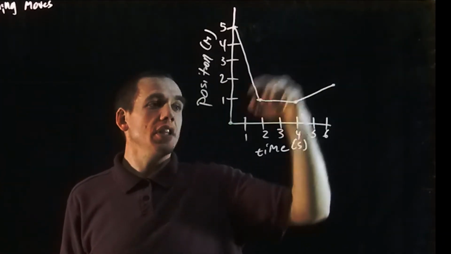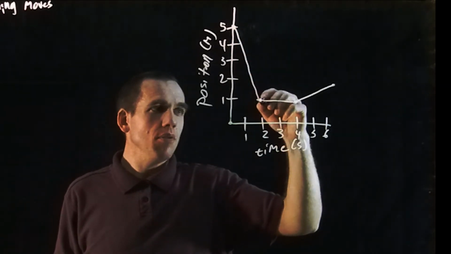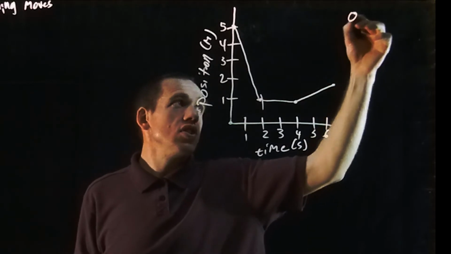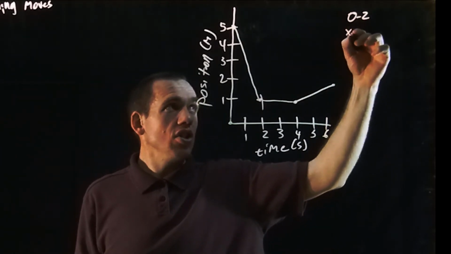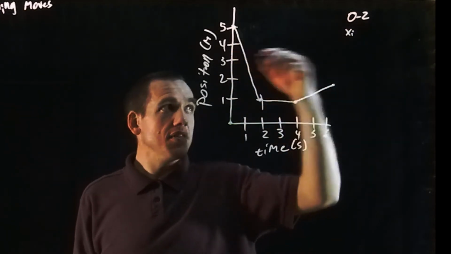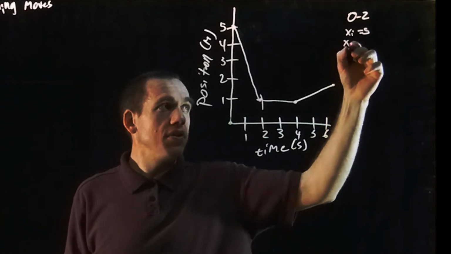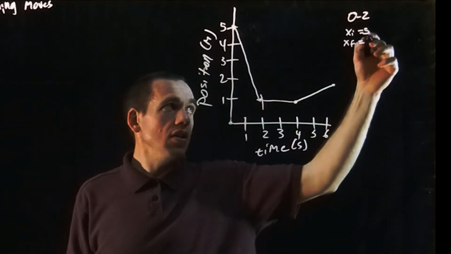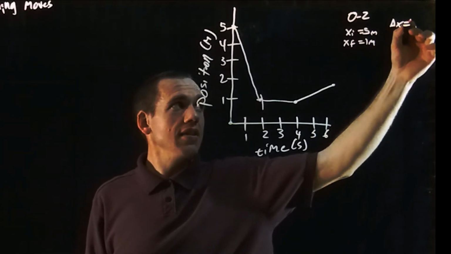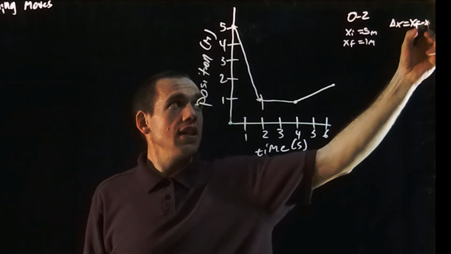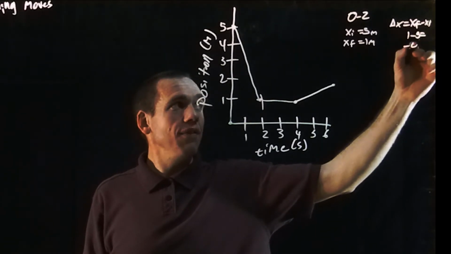Our first time interval is from when we have a change in motion, from the beginning when we have a change in motion, which is there, right? So 0 to 2 seconds is our first time interval, and our initial position, or our position at time 0, is 5 meters. Our position at time 2, our final position for this interval is 1 meter. And so we can find our change in position, which is final minus initial. And when we get that, we have 1 minus 5, which equals -4 meters.